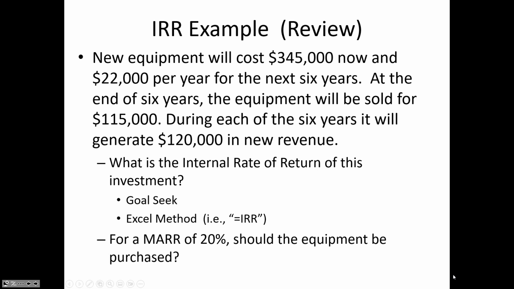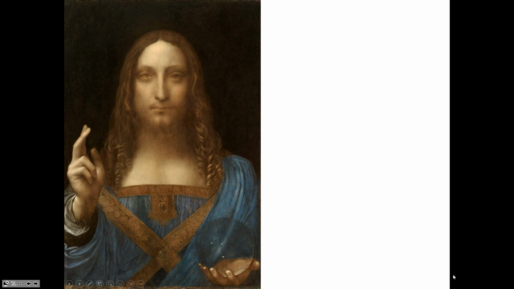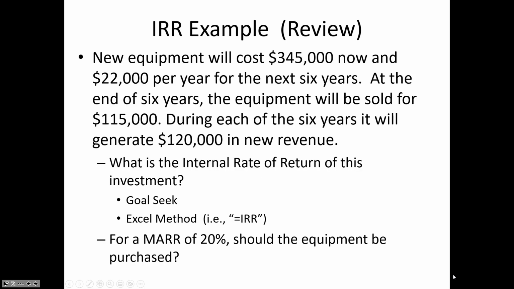So if the IRR is greater than the MAR, then the equipment should be purchased? Correct. Okay. What if it is the same? If it's the same, then purchase the equipment, because MARR is the minimum acceptable rate of return. So if 20% is acceptable, then we go ahead. So the IRR should be greater than or equal to the MAR.